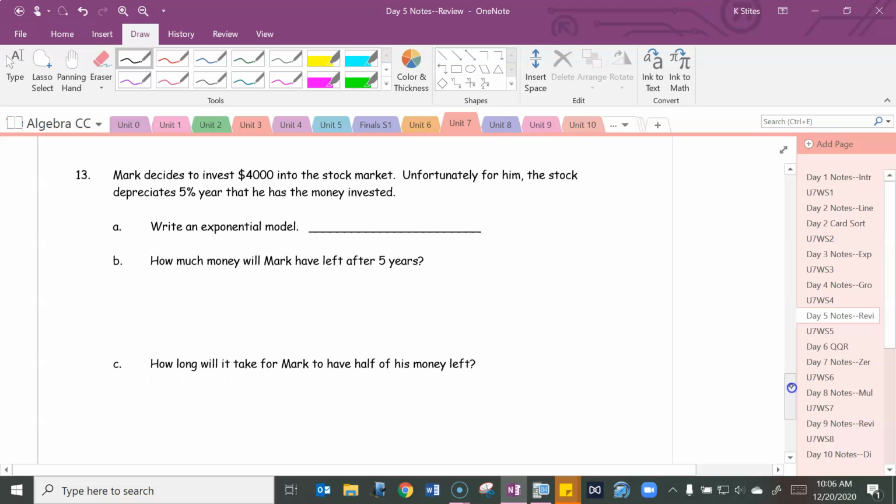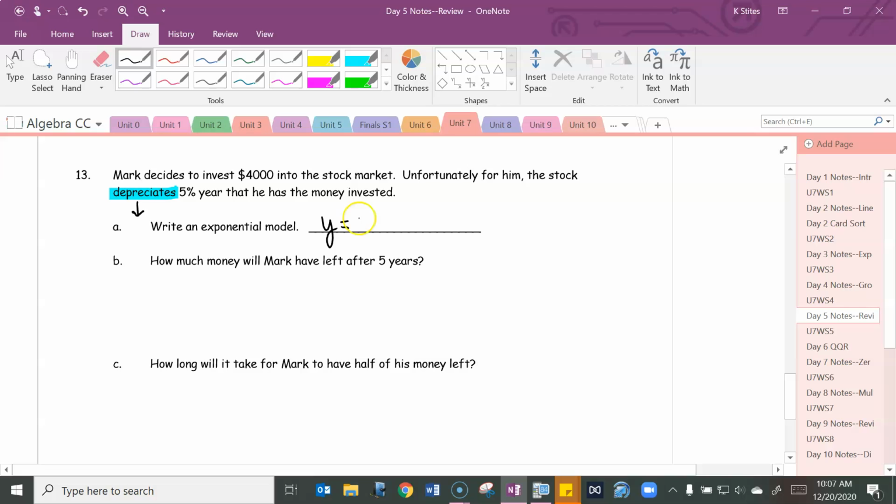All right, let's try one more. Mark decides to invest $4,000 into the stock market. Unfortunately for him, the stock market depreciates 5% each year that he has the money invested. Again, depreciates means going down. So when we write our model, we need to have a subtraction symbol in here.